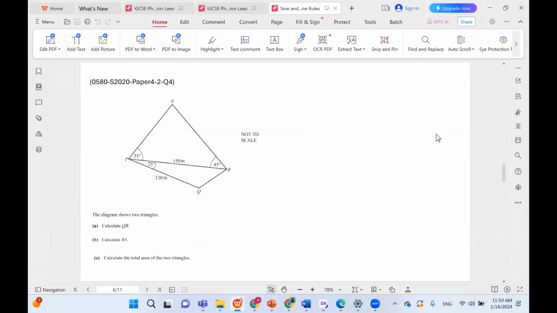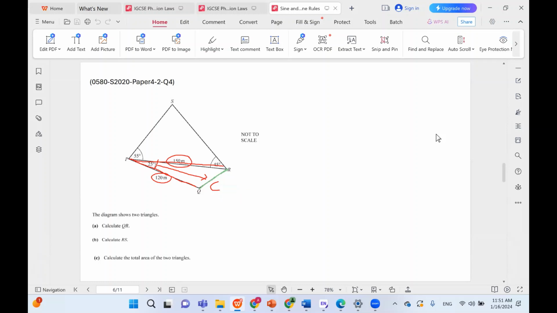Our final question for this video, we have two triangles again, SPR and QPR. Our first task is to calculate QR. So QR is in this triangle here. And in this triangle, we are given this side, and it's equal to 120, and this side as well, and this is equal to 150, and the angle between them is 25, and we can tell that this is the opposite side to the angle. So this is where we're going to put C.